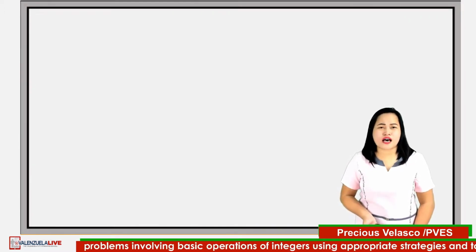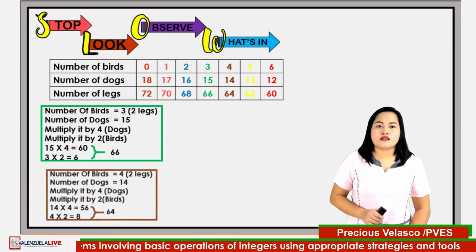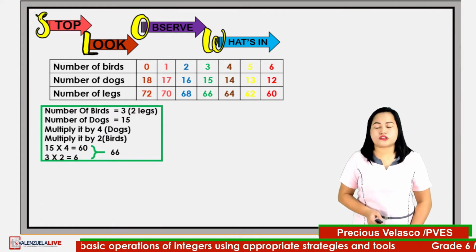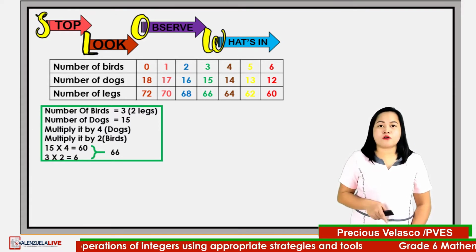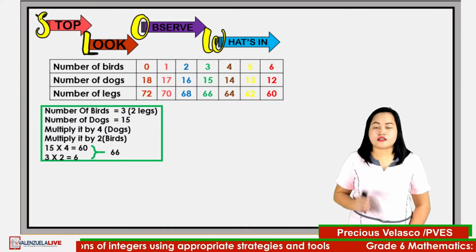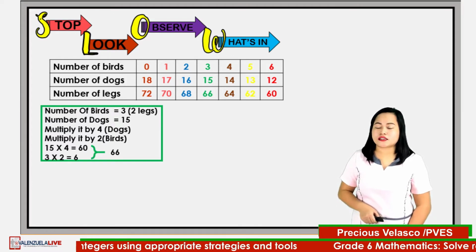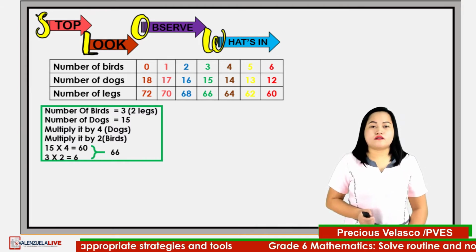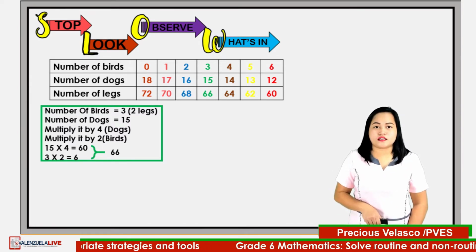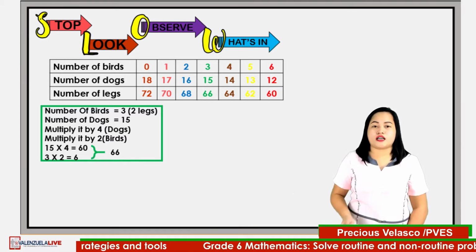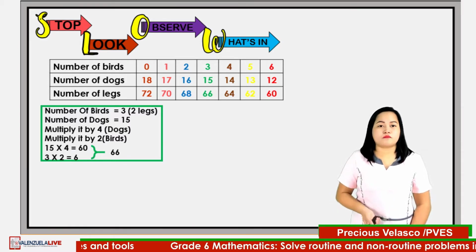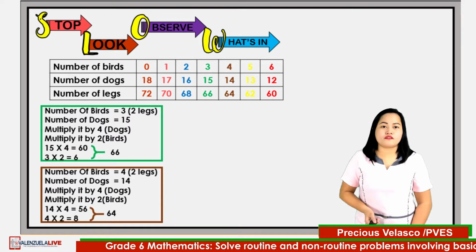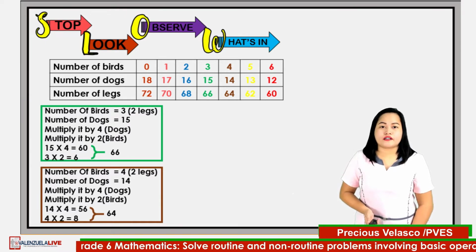Next, how about if I try 3 birds and 15 dogs? So I have 15 times 4 is 60, and then 3 times 2 will give me 6. And getting the total, we have 60 plus 6. It will give us a sum of 66. Still far from the original, or from the total number of legs. Next, how about if I try 4?